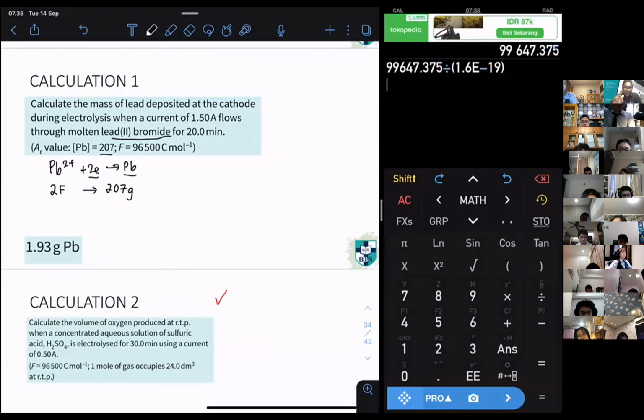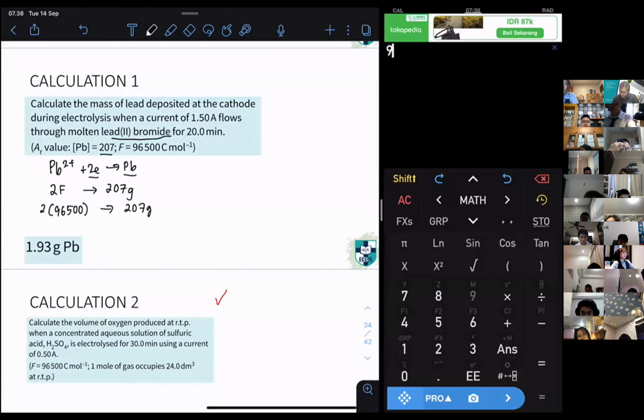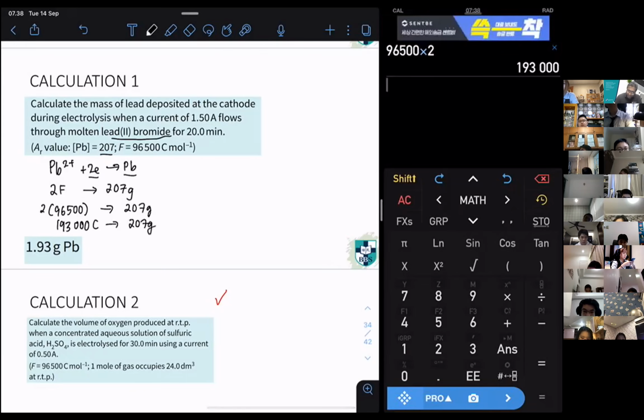So now I know 1 Faraday, which is 96500 coulomb, will give you 207 gram. If you calculate this, you can calculate this on your own also, no problem. If you times by 2, this is going to be 193,000 coulombs, and then 207 gram.